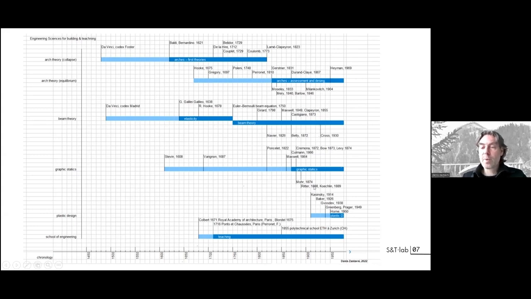What about the plastic theory, here below? You see that the first approaches are at the very beginning of the 20th century, with a result only in 1950. So it's quite a recent approach in theory. But this was used in an intuitive way by different designers over time, and that makes it very interesting.